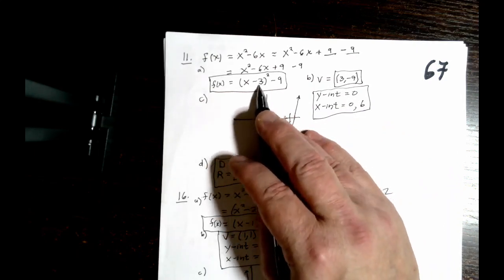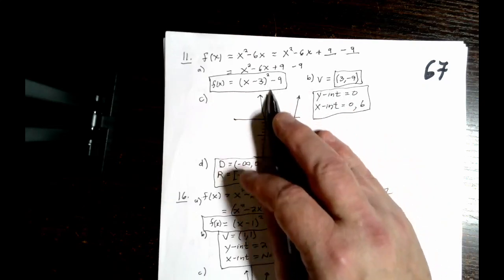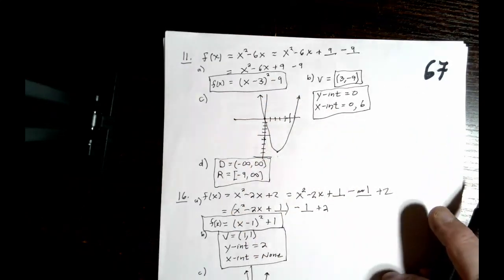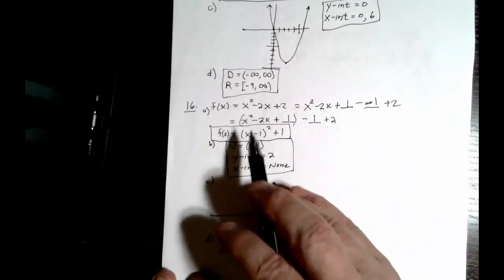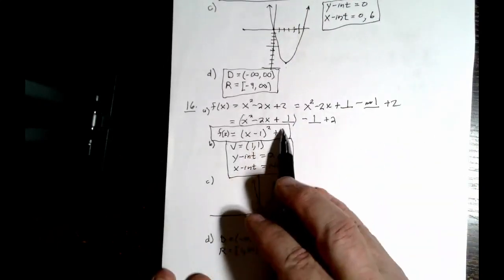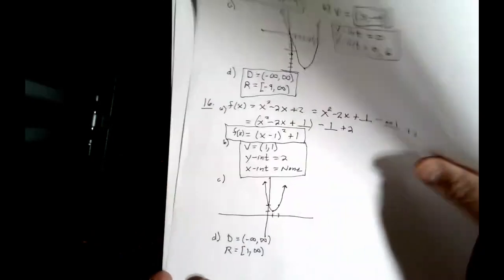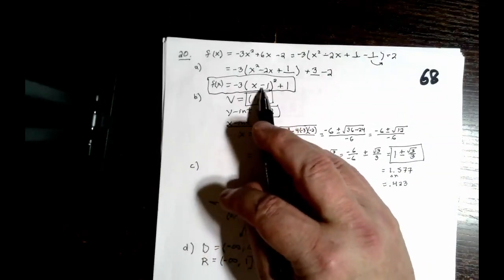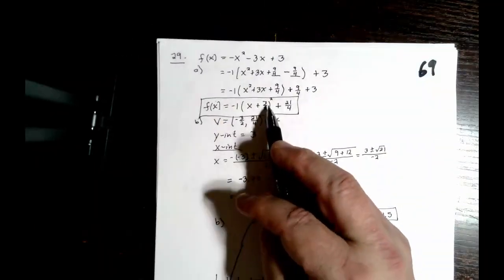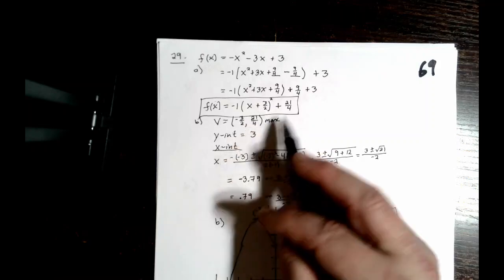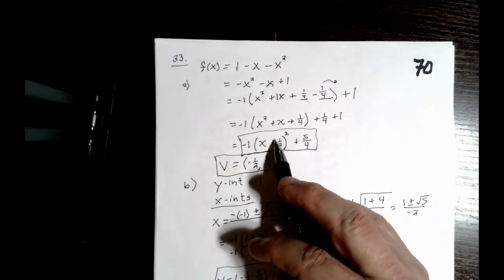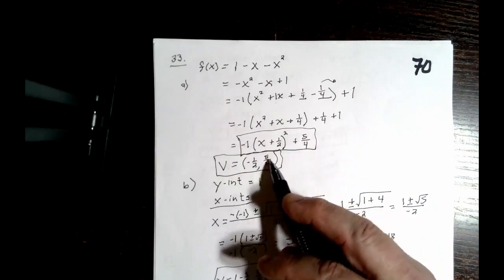H is, you change the sign of this guy to positive 3, and you keep the sign of this guy, negative 9. Okay? Just like on 16, you change the sign of the negative 1, and you keep the 1. And on 20, you change the sign of that one to 1, and you keep the 1. And for 29, you change the sign of 3 halves to negative 3 halves, and you keep whatever that is. And you change the sign of this one to minus 1 half, and you keep whatever that is. Alright? So that's how you figure out what HK is.